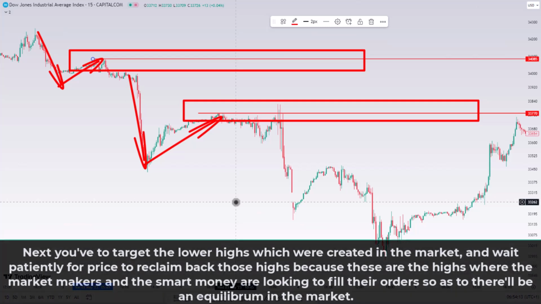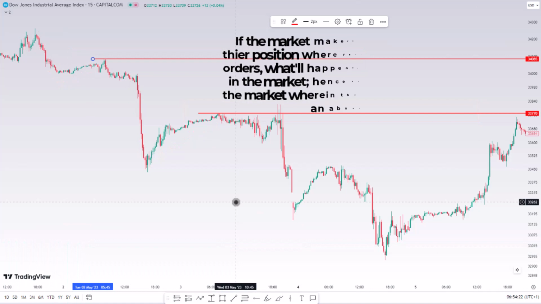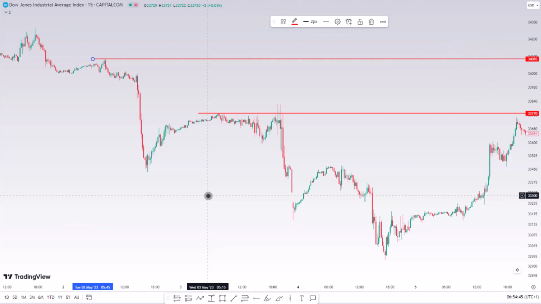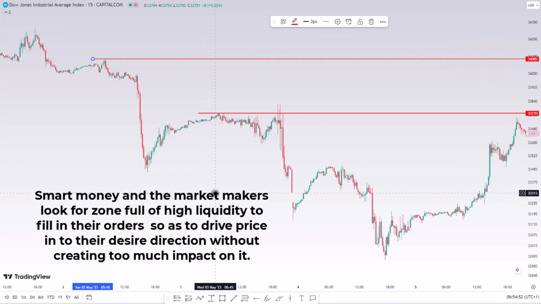the market maker and the smart money are looking to fill their orders so that there will be an equilibrium in the market. Because if the market maker or the smart money fill their positions where retail traders are also putting their orders, what will happen? There will be no equilibrium in the market. Hence, there will be a high impact on the market, wherein the market will move in an abnormal way. To avoid that, smart money and the market maker will always look for zones full of high liquidity to fill in their orders so that they can drive price in their desired direction without creating too much impact on it.